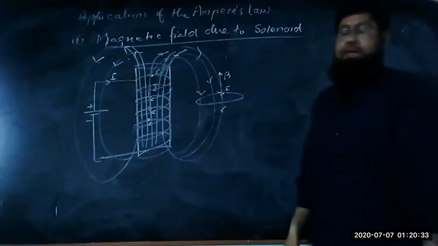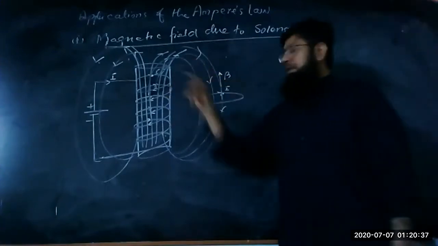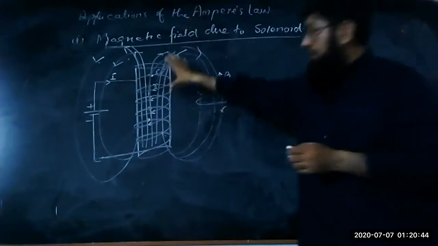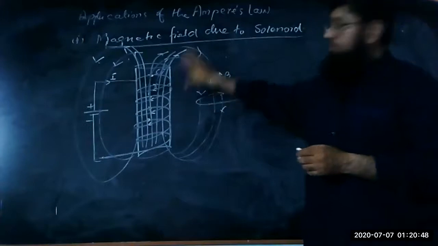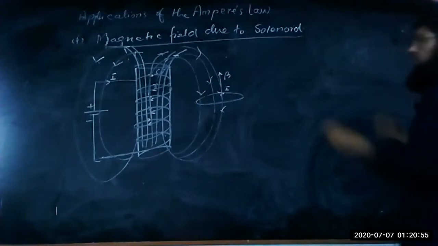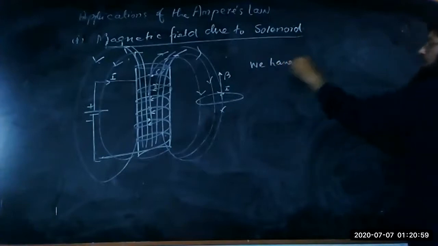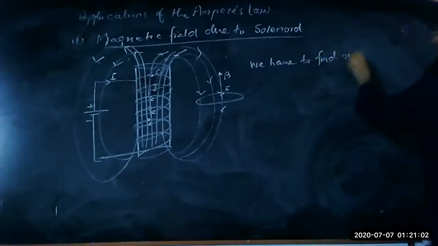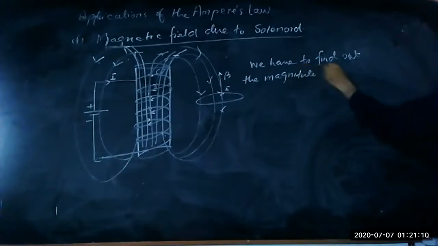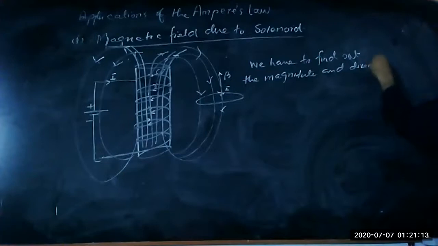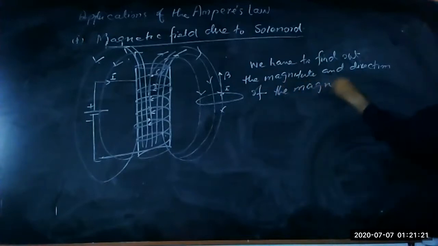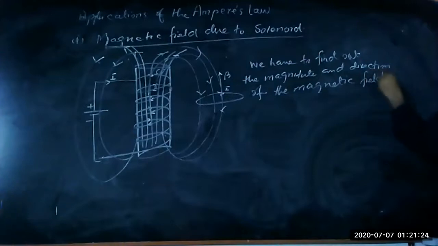Now we have to find out the magnitude and direction of the magnetic field in this shape. This geometry is known as a solenoid. We have to find out where the magnetic field is and how much it will be, using Ampere's law.